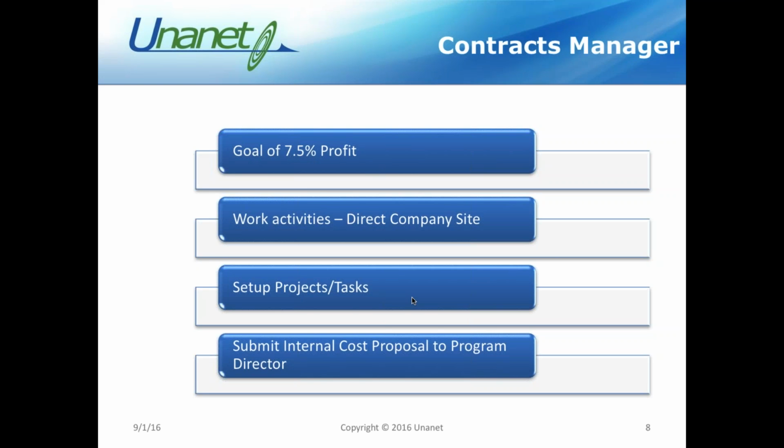We have work activities. We're going to be working that at the direct company site on our site. We're going to set up our projects and tasks. That contracts manager, that's her job. And then we're going to submit an internal cost proposal to the program director to see if we need to reallocate resources, maybe adjust the work activities and labor categories to do the work in less time, or whatever we can do to make sure that we can get the job done as effectively as possible in reaching our 7.5% profit goal.